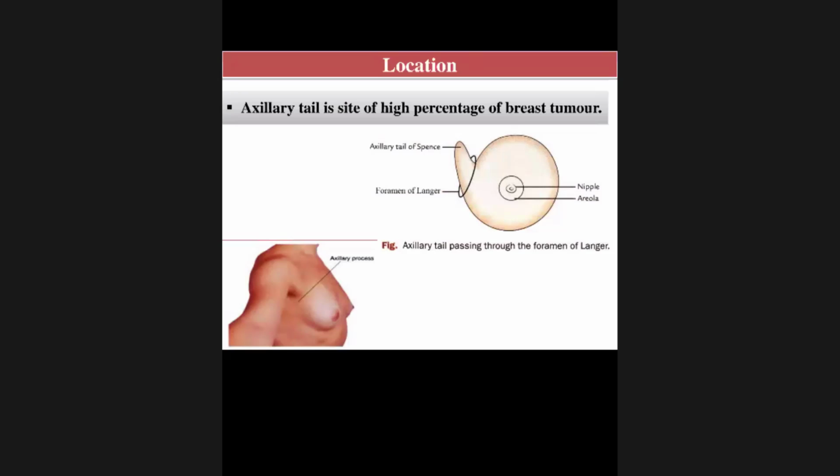So breast tumor is one of the commonest tumors in case of female. This axillary tail is the site of a high percentage of breast tumor. You can note on this point, axillary tail of Spence is the high percentage of breast tumor. And axillary tail passes through the foramen of Langer. And what is foramen of Langer? It is the foramen present in the deep fascia.